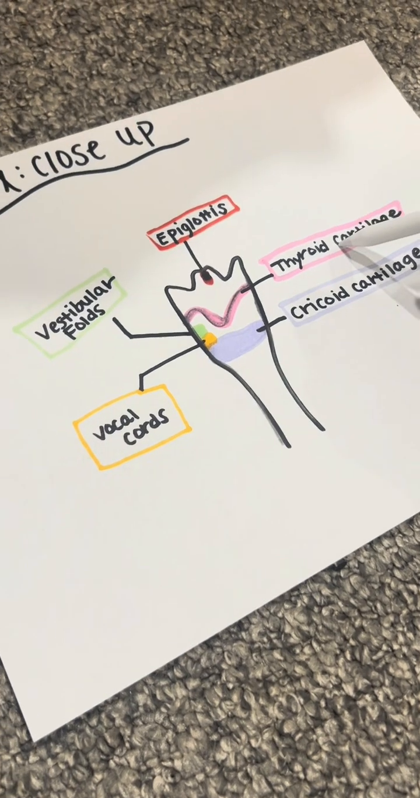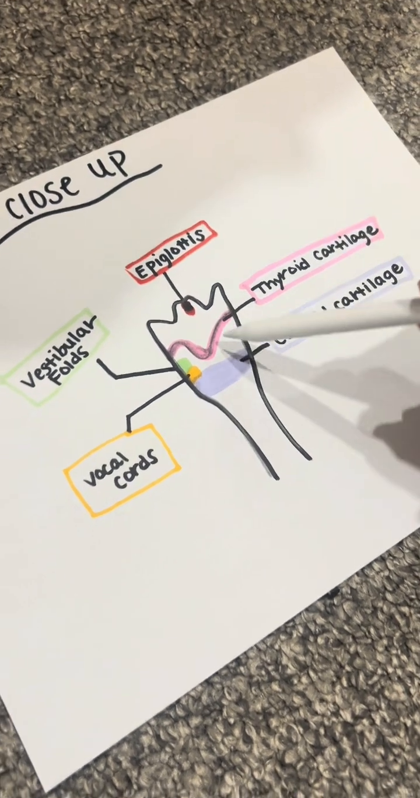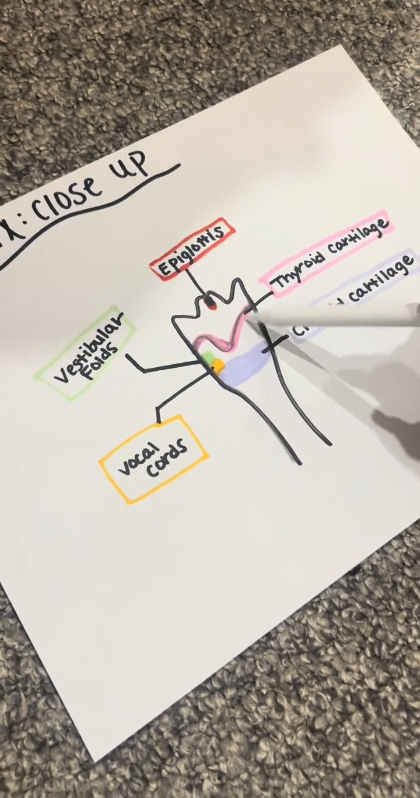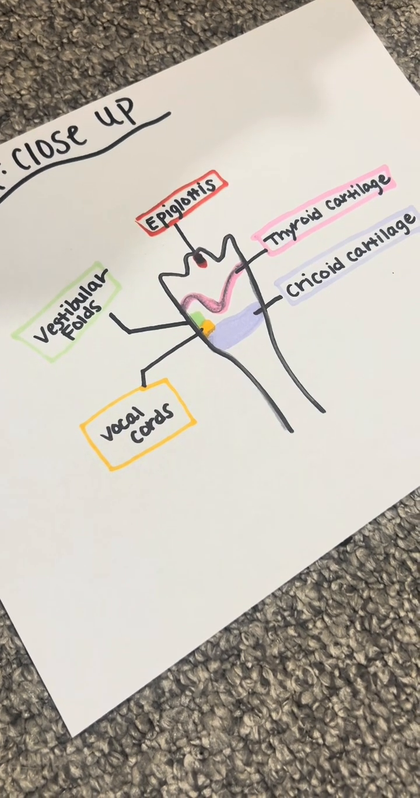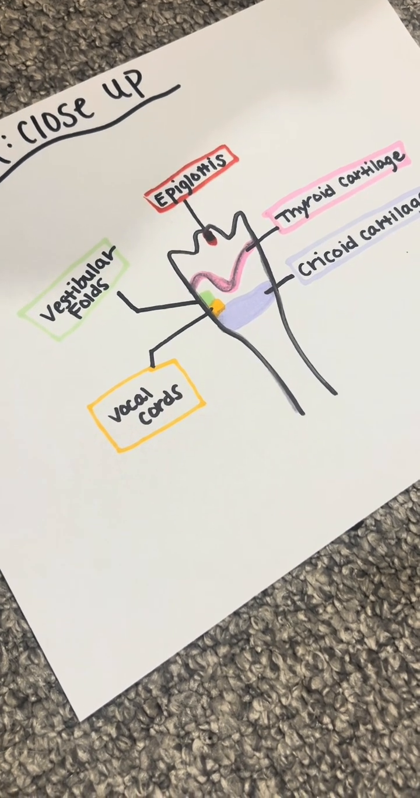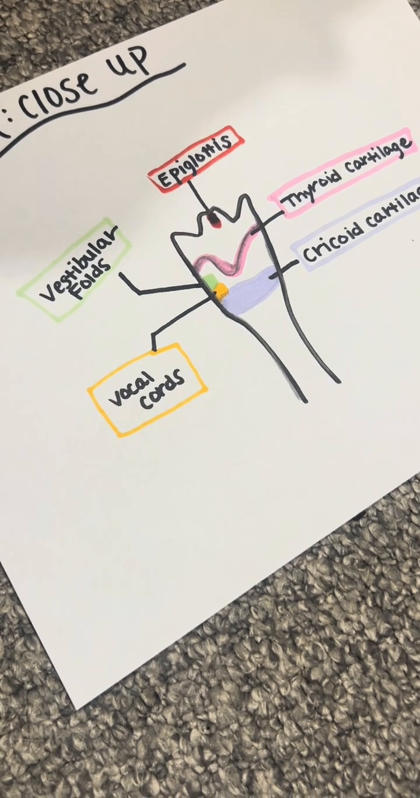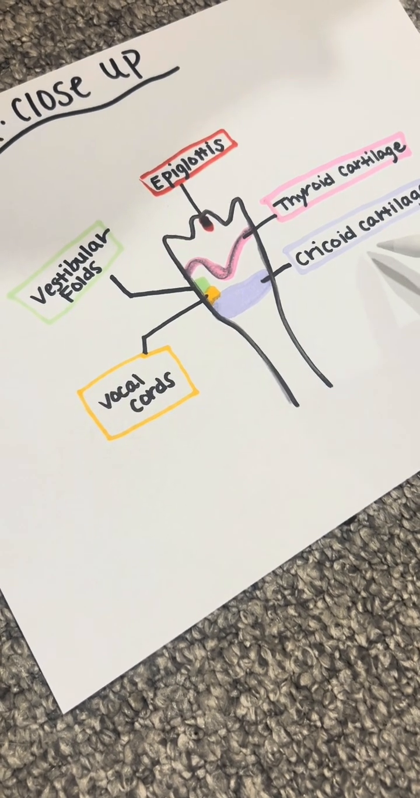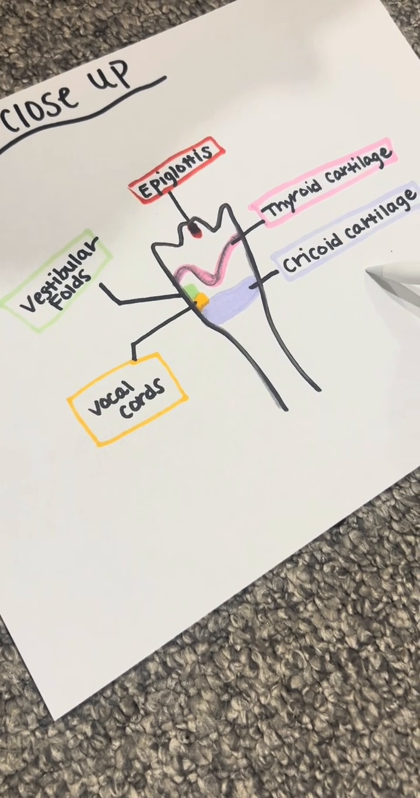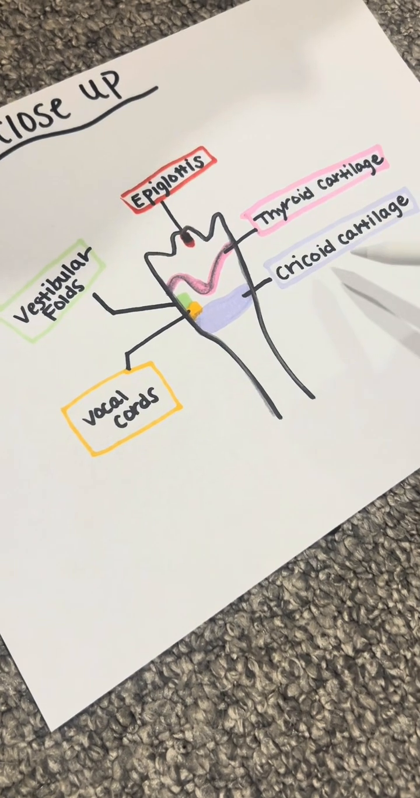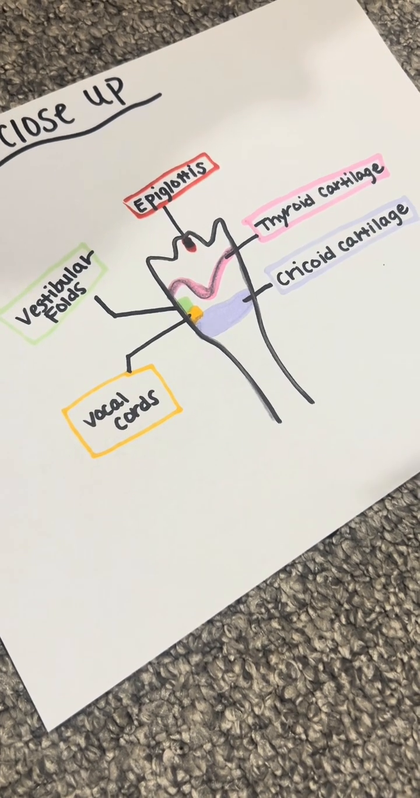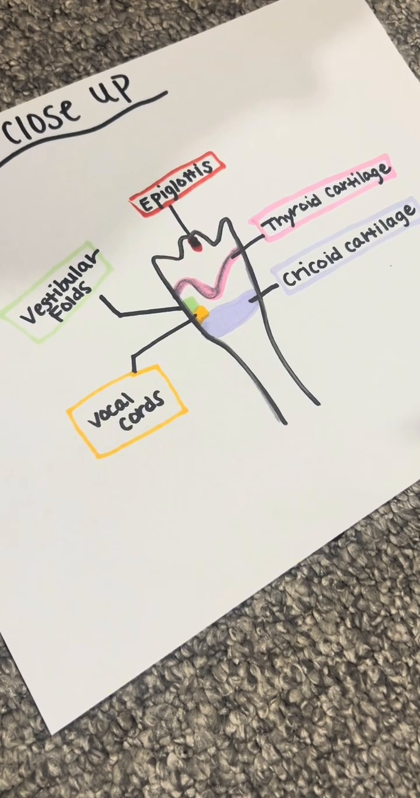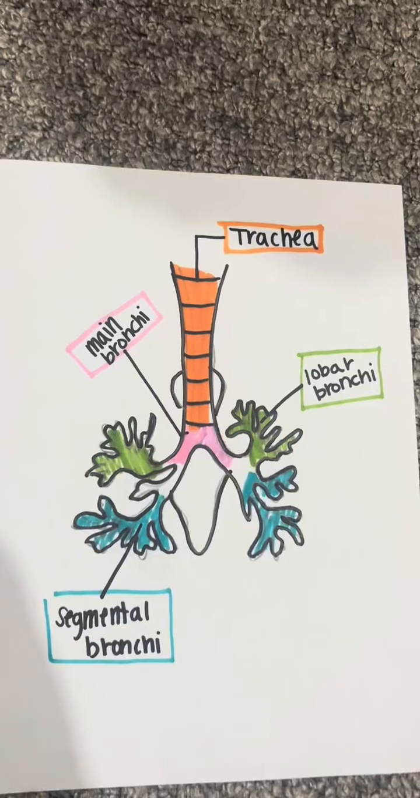Then we have the thyroid cartilage here, which is also known as the Adam's apple. It's a middle portion and looks like a shield. This structure contains hyaline cartilage and surrounds the vocal cords. The cricoid cartilage here is the bottom portion and contains hyaline cartilage. It connects the larynx to the trachea, and then the larynx is lined with ciliated pseudostratified columnar epithelium.